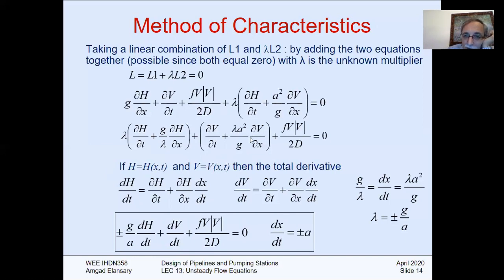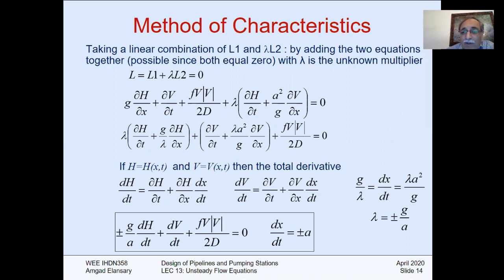Again, if I look at the other brackets, partial v by partial t, partial v by partial x. But I have a term here, lambda a squared over g, in the place of dx by dt. So if lambda a squared over g is equal to dx by dt, I can take all that and call it dv by dt. So now I have a very nice thing to be done. If I equate g over lambda and lambda a squared over g with dx by dt, everything will be great.